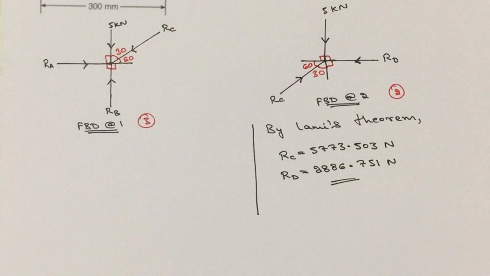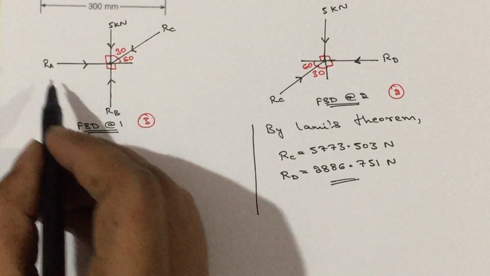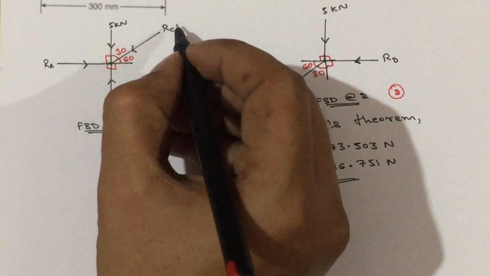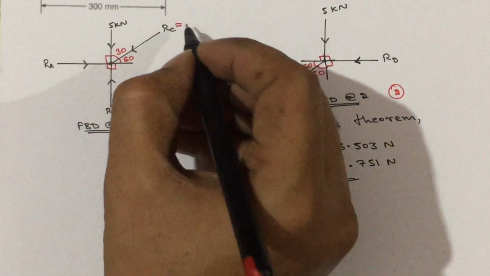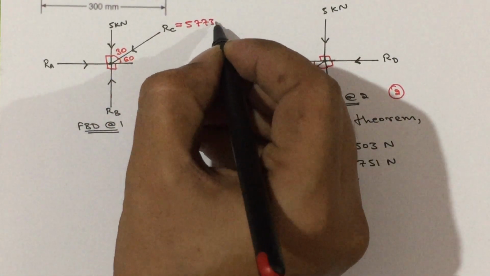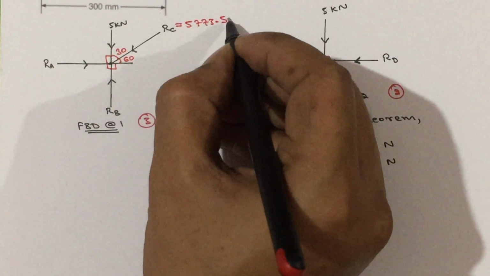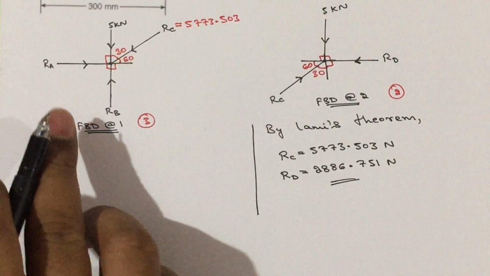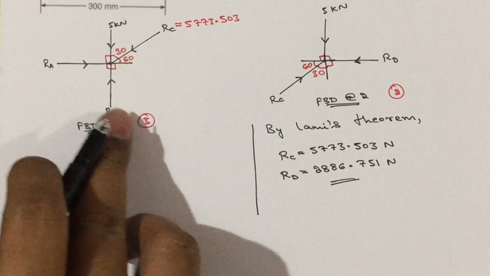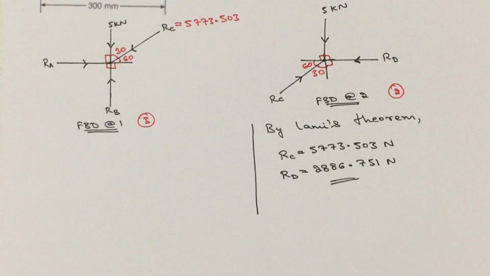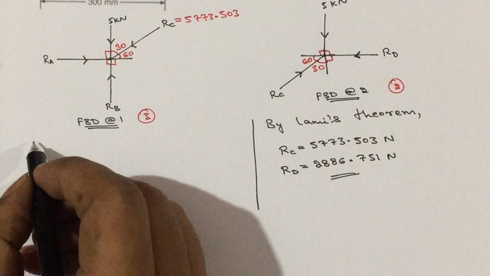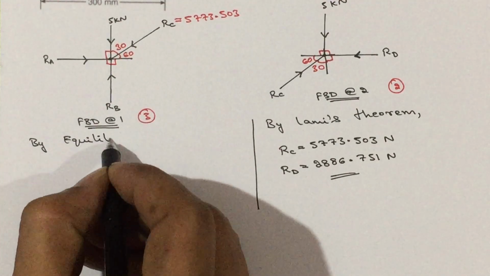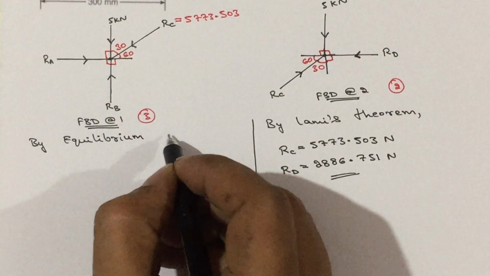Here there are 3 unknowns, RA, RB and RC. Out of that, RC we calculated in the previous free body diagram, that is 5773.503. Now choose the method and solve the problem. Here we have 4 forces, 1, 2, 3, 4. We can't solve the problem by using Lami's theorem. So we will go for the equilibrium conditions.